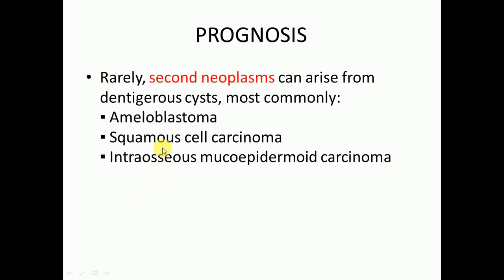If we talk about a second neoplasm, that is rare as far as the dentigerous cyst is concerned. But if present, it will most commonly be ameloblastoma, squamous cell carcinoma, or intraosseous mucoepidermoid carcinoma. A second neoplasm can be there, but they are rare. This last one is a malignant salivary gland tumor.